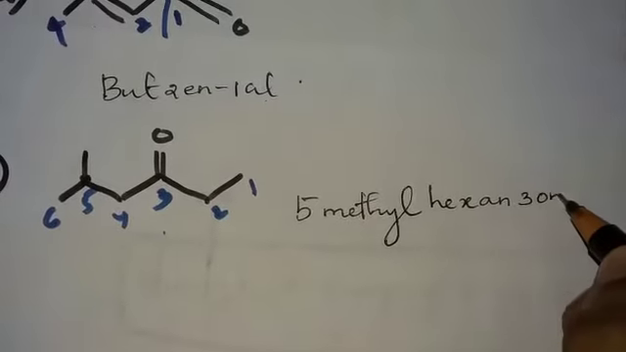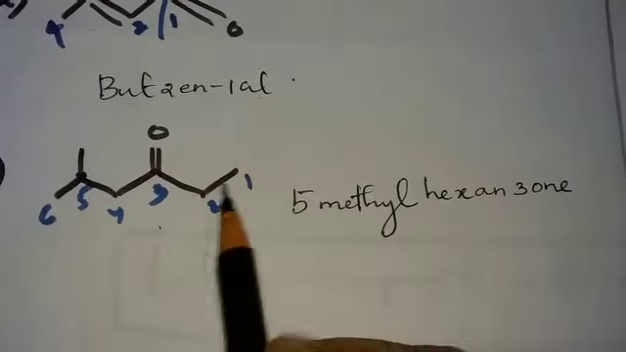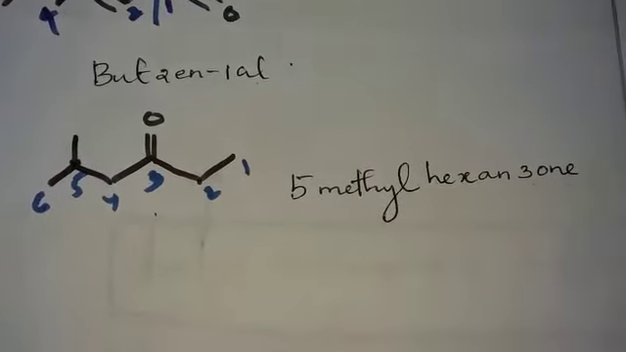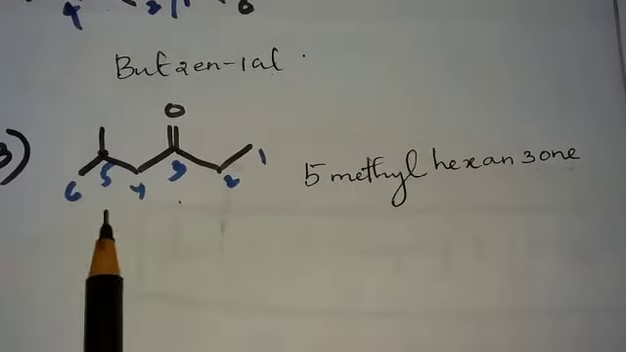Hexane-3-one. Ketone, the secondary suffix of ketone is -one. 3-one. So this is the nomenclature of this structure.